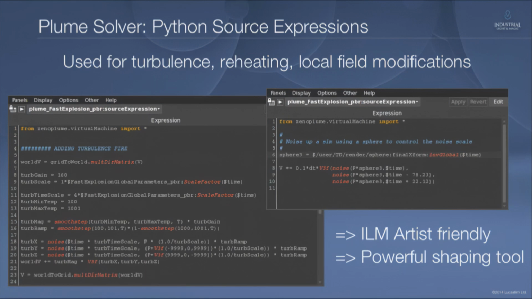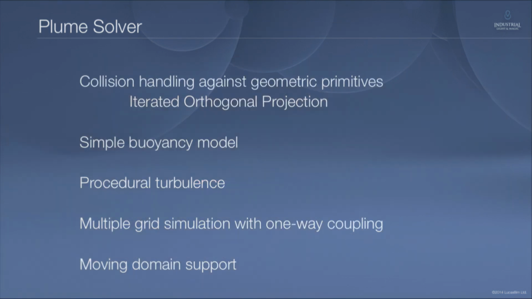I'm saying ILM artist-friendly because at ILM, Python is the backbone of our pipeline. So these are expressions that you would find for any attribute, and it just so happens that this one gets translated and executed on the GPU. It was really nice to be able to shape exactly the input fields the way we wanted.